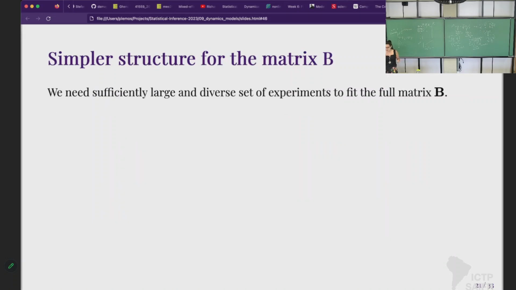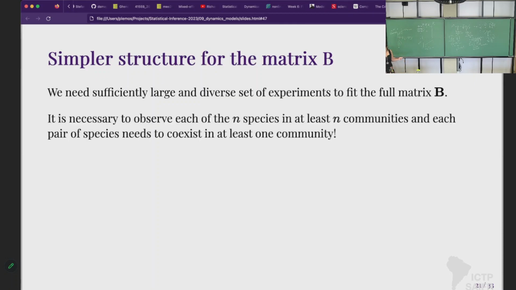And the problem with fitting this full matrix B is that we need a lot of data, and we need a diverse set of experiments. What are the conditions to be able to fit this full B matrix using the steps that we just did? We need to observe each one of the N species in at least N communities. That means all of the monocultures at least, right? But also each pair of species, you need them to coexist in at least one community, every single pair. So those are very hard requirements. That's why it's hard to fit.